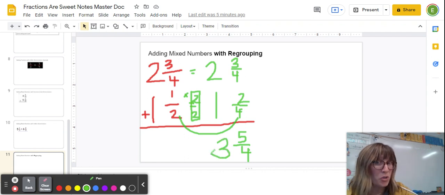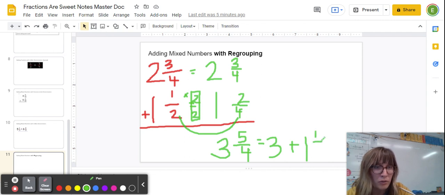And here we have that situation, right, where we need to regroup in order to simplify, if you will. So we take our whole number, 3. We convert our fraction into a mixed number. How many 4s can you pull out of 5? 1, with 1 left over out of 4. And when we put them together, we end up with 4 and 1/4.